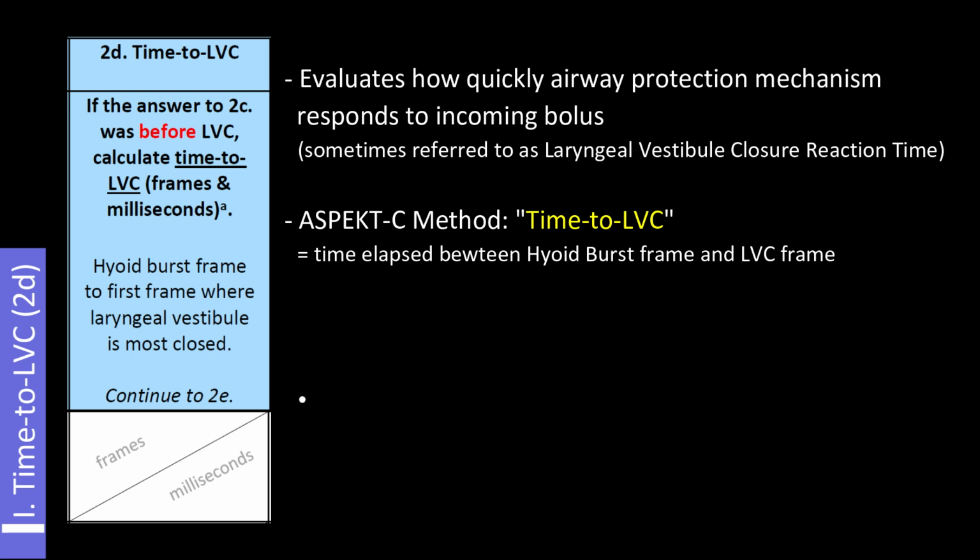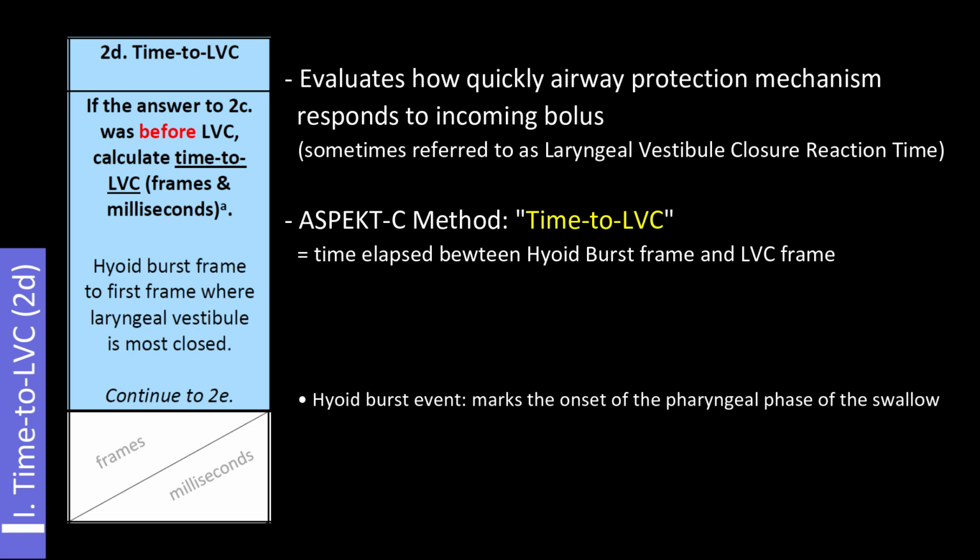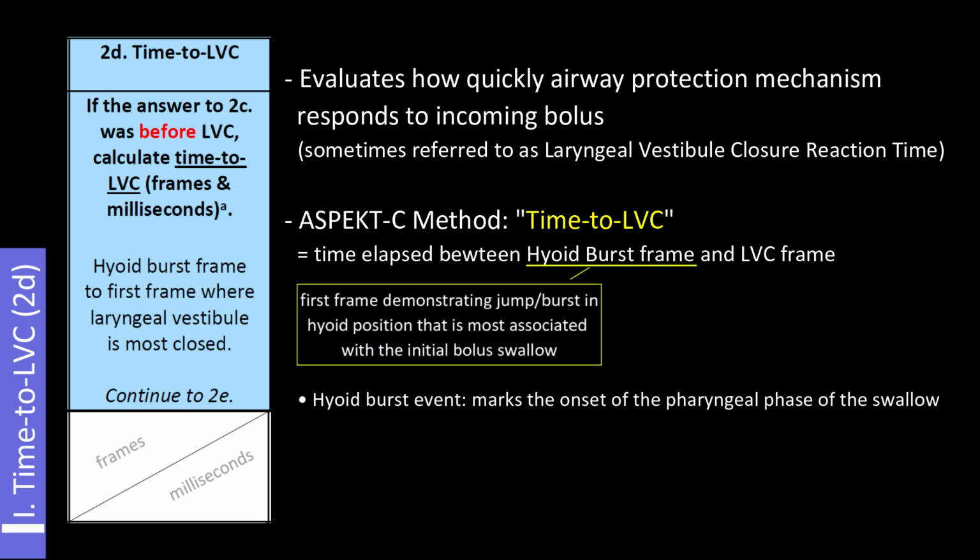In brief, the hyoid burst event has been used across many studies to mark the onset of the pharyngeal phase of the swallow and is a critical event for determining whether or not there is a delay in pharyngeal phase onset. We define hyoid burst frame as the first frame demonstrating a jump or burst in the position of the hyoid that is most associated with the initial bolus swallow.